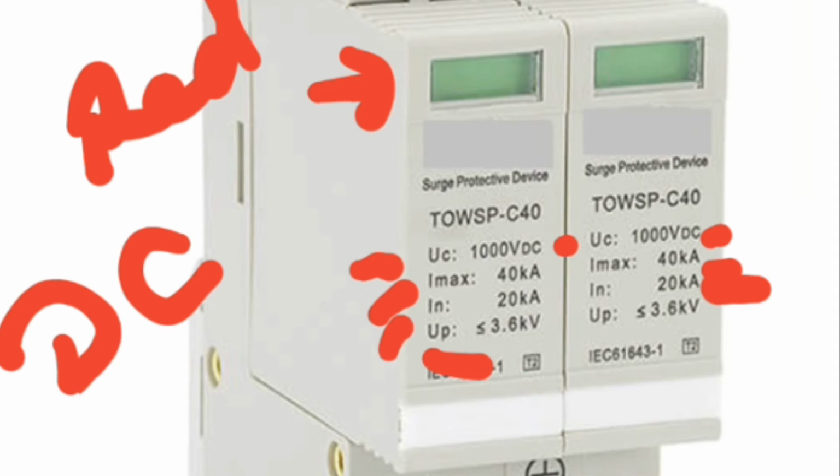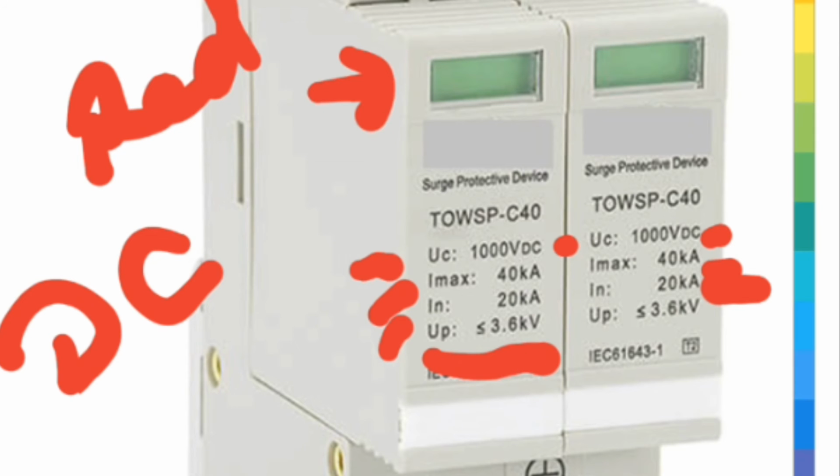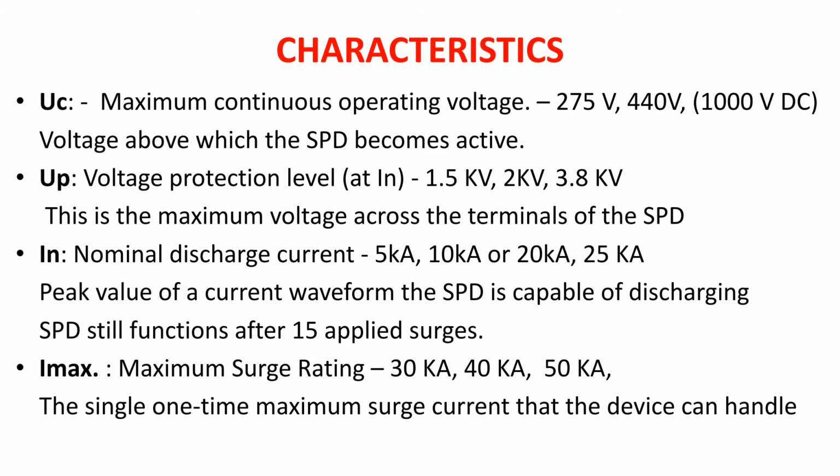Now the next one is UP, not Uttar Pradesh. It is voltage protection level. This is the maximum voltage across the terminals of the SPD when SPD is facing nominal discharge current. Means it is the highest voltage of the peak surges it will face.